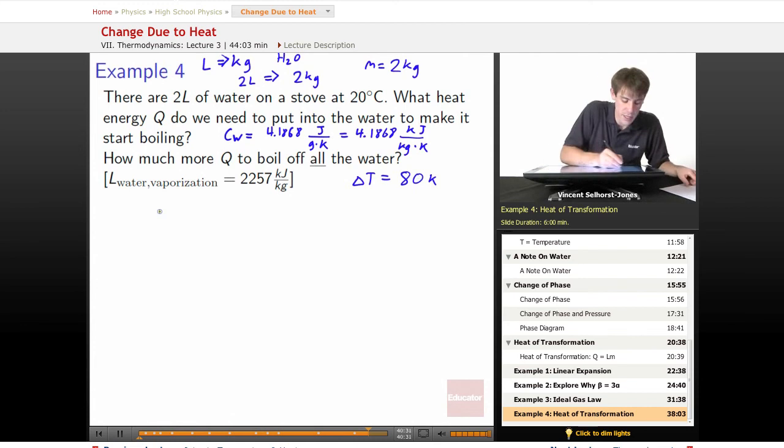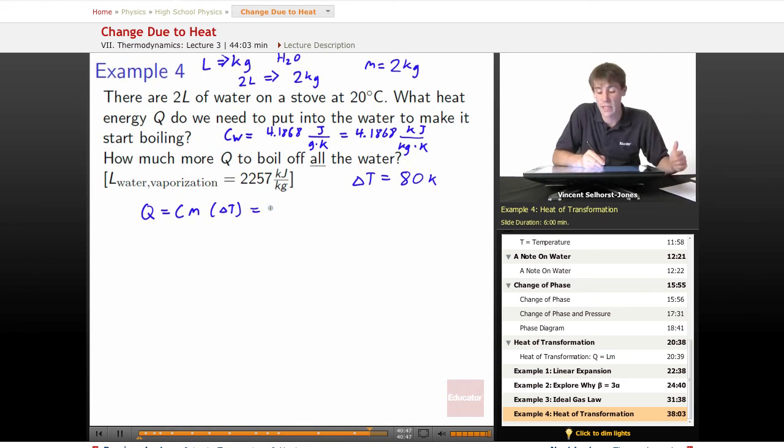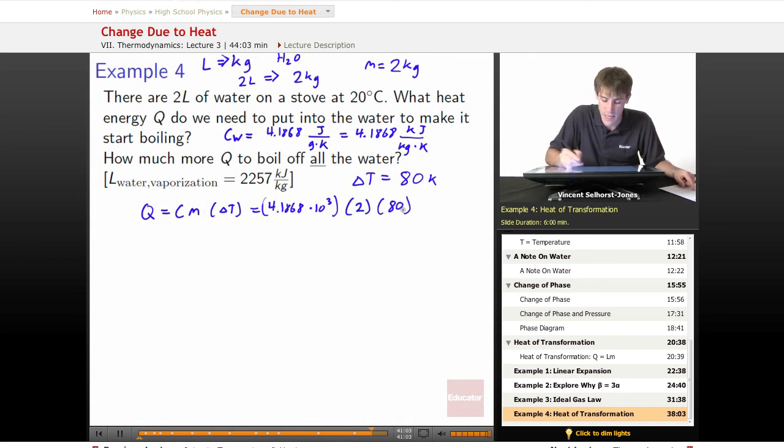Our formula is that the amount of energy we have to put in to get a given temperature increase for a given substance is the specific heat of that times the mass we're dealing with times the change in temperature. So our specific heat is 4.1868 kilojoules per kilogram. So it's 4.1868 times 10 to the third, since we're dealing with kilojoules, times the mass we're dealing with, which is 2 kilograms, times the change in temperature, which is 80 Kelvin.